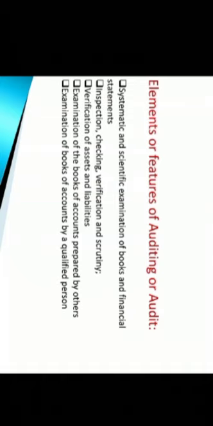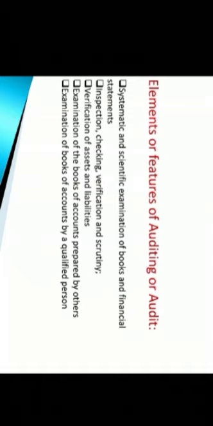The first one is systematic and scientific examination of books and financial statements. I told you that auditing is a systematic and scientific examination of the books of accounts and the financial statements of the business. Basically, commerce students, you are all familiar with the financial statements: the trading account, profit and loss account, and the balance sheet. This auditing is done through intelligent, analytical and critical examination of the books of accounts. The financial statement is prepared from the books of accounts.